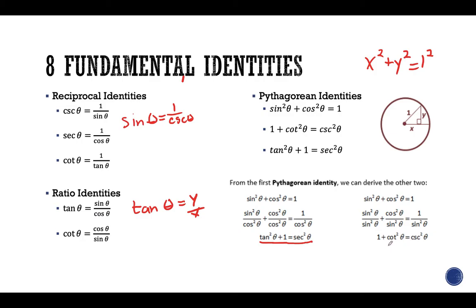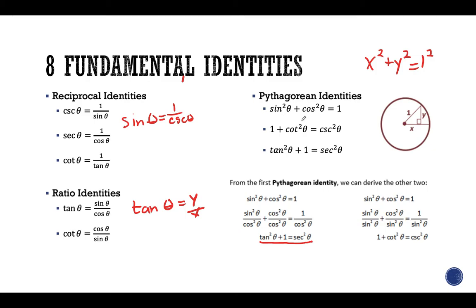All right? So these are really important identities that we are going to use throughout Chapter 5. And so again, if you have not paused the video and written all 8 of these identities down, I would highly recommend that you do that. You don't need to worry about the unit circle in this example down here. That's just illustrating where those came from.